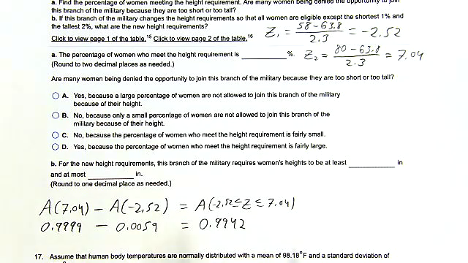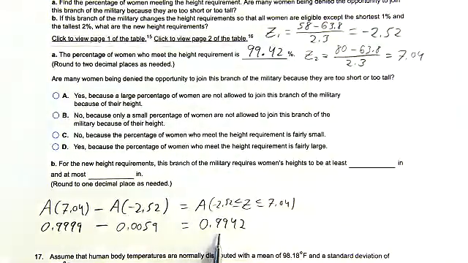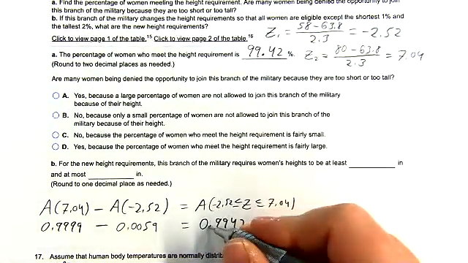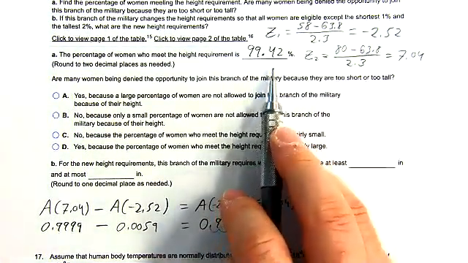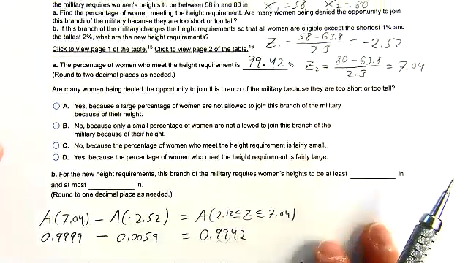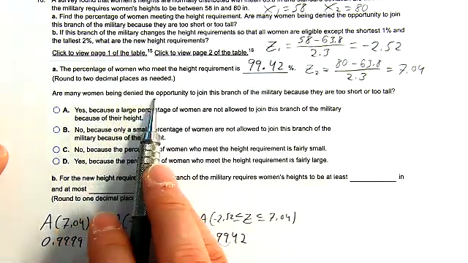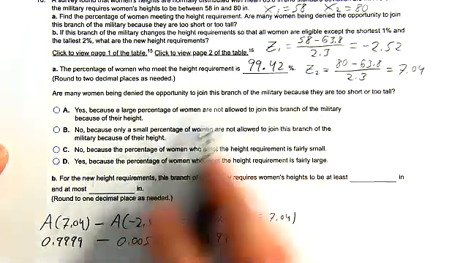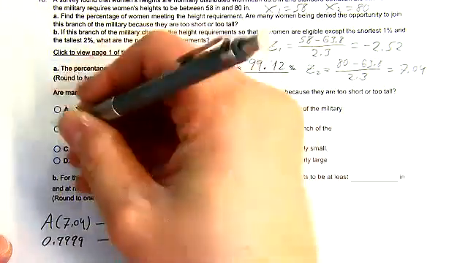So what's the percentage of women who meet the height requirement? 99.42%. So the last step is to convert this to a percentage just by jumping the decimal 2 to the right. And so we would say 99.42% of women are going to meet this height requirement that this military branch has. So then the next question is, are many women being denied the opportunity to join this branch? Well, no, because they're letting in 99% of women who meet that height restriction. So the answer is B, no.